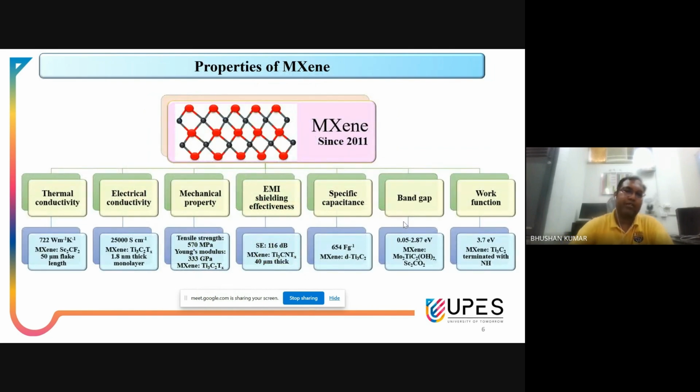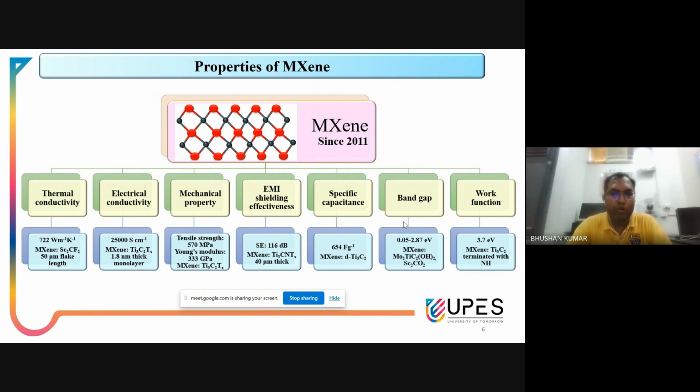These are the different properties of MXene. MXene was synthesized in 2011. We can see the thermal conductivity, which is 722 watt per meter per Kelvin. For electrical conductivity, it has up to 25,000 Siemens per centimeter for MXene Ti3C2Tx, which has a thickness of 1.8 nanometer. For mechanical properties, it shows a tensile strength of 570 megapascal and Young's modulus of 333 gigapascal in the case of Ti3C2Tx MXene.